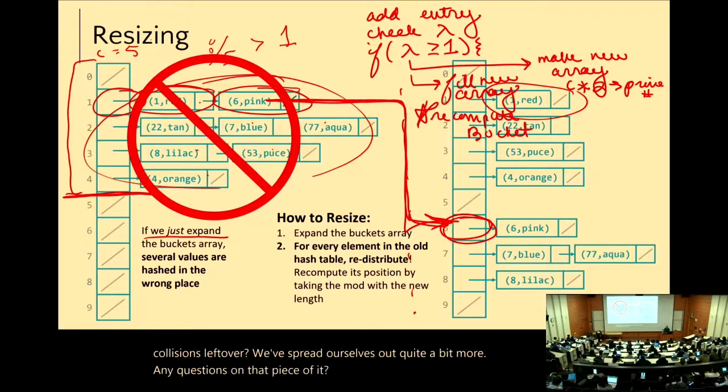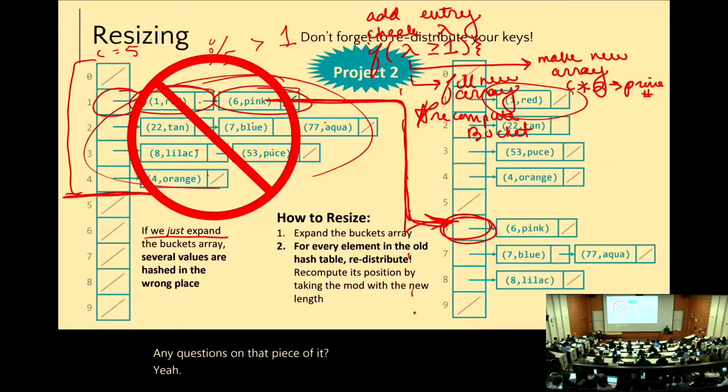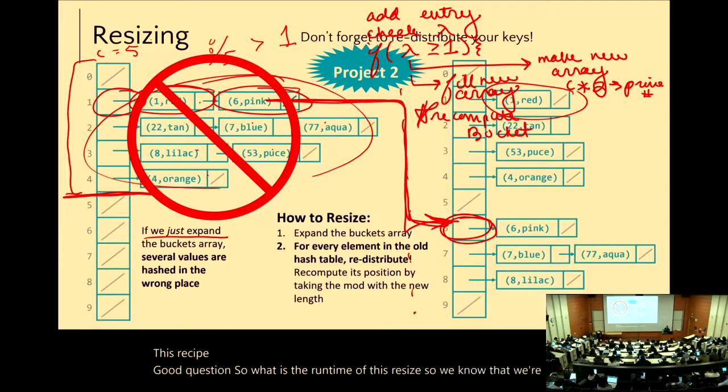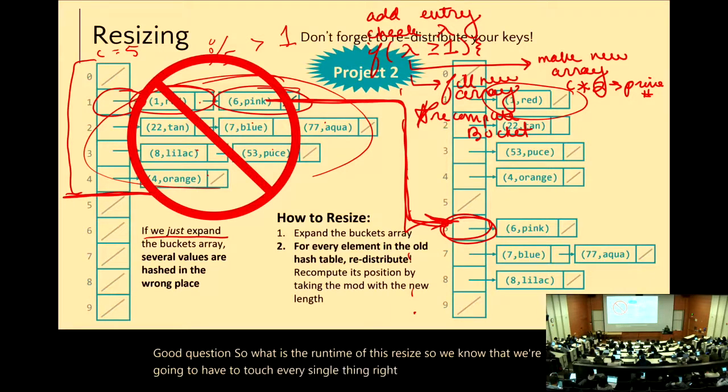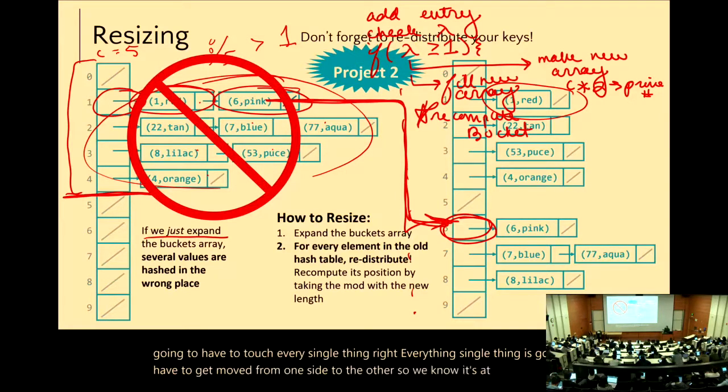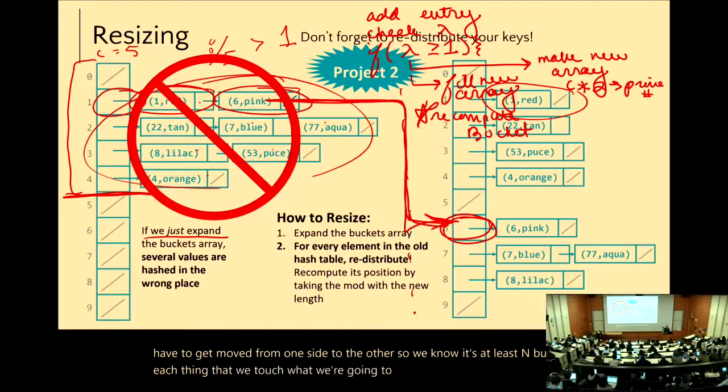Ooh, good question. So what is the runtime of this resize? We know that we're going to have to touch every single thing. Every single thing is going to have to get moved from one side to the other. So we know it's at least n. But for each thing that we touch, we're going to call its hash code, and then we're going to mod that by table size.